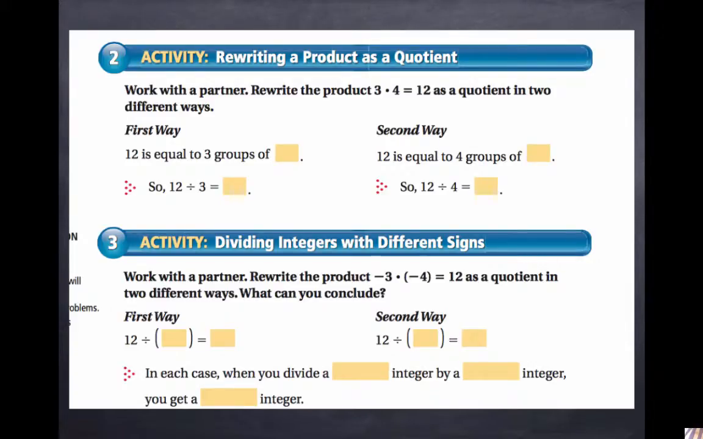So working with a partner, you're going to rewrite the product of 3 times 4 is equal to 12 as a quotient in two different ways. So the first way, actually you can pause the video and think about how these answers might be.